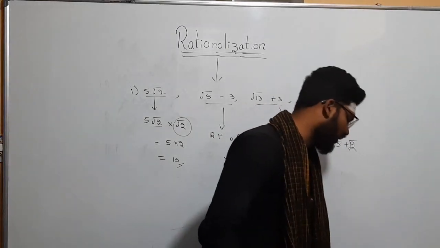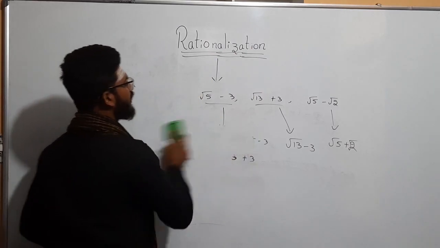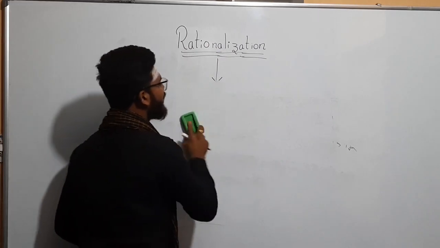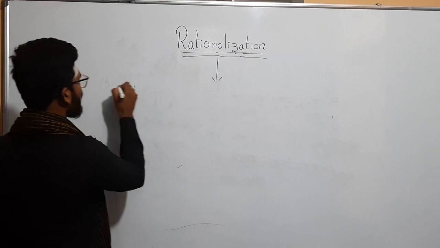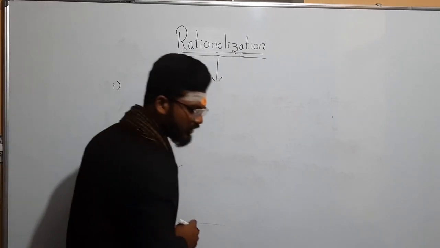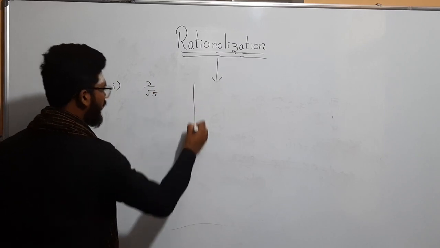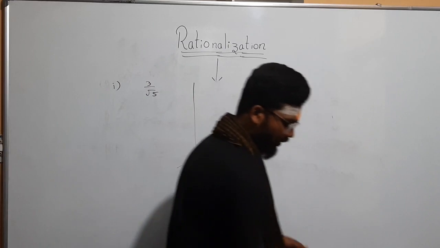rationalize the denominators of. See here, we have to rationalize the denominators here. So, how to do this type of problems? Here they ask to find the rationalizing factor, but here they are asking to rationalize the denominator. So, let me write the questions first. 3 by root 5. Next, 2 root 3 by root 5.